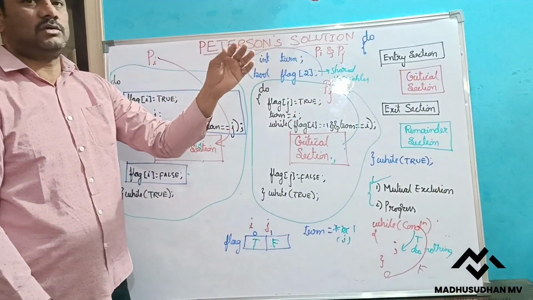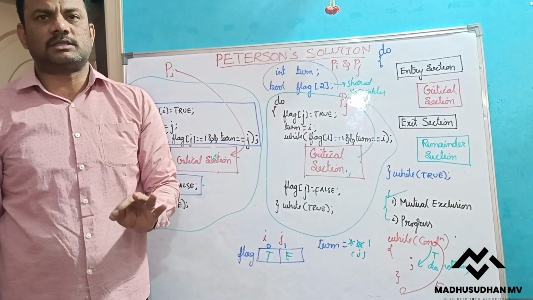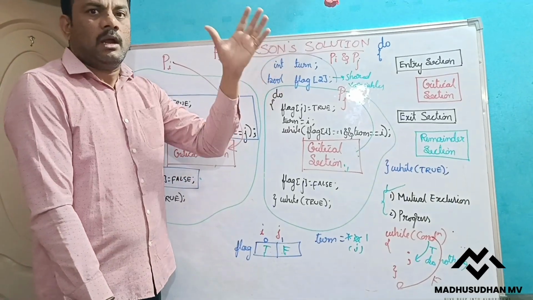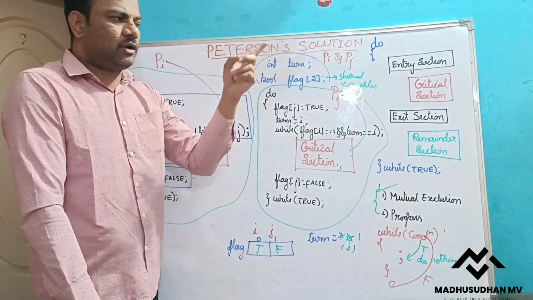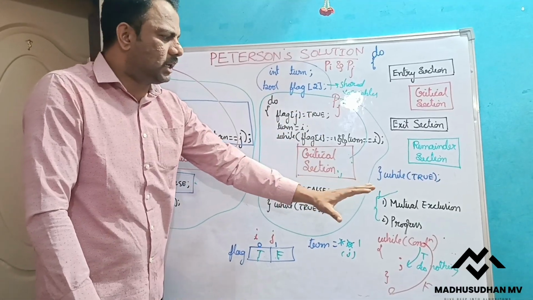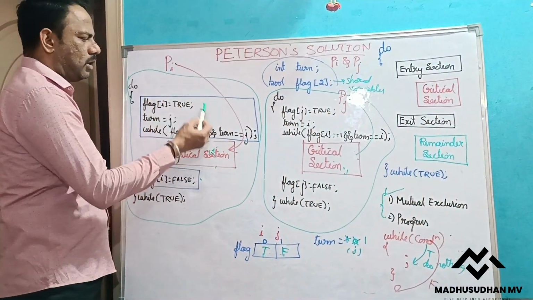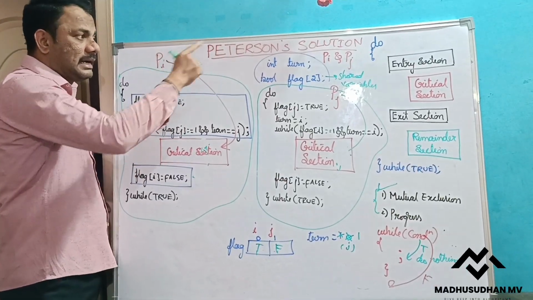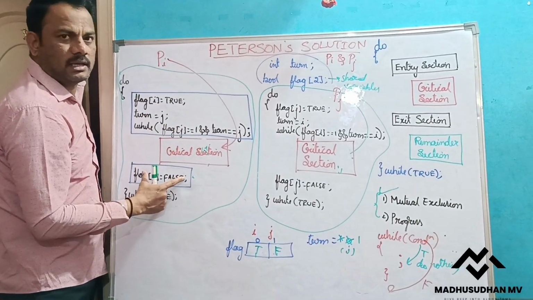Now, a summary. The Peterson solution is a simple software solution used to avoid race conditions by allowing only one process into the critical section, and it also achieves progress and bounded waiting. How? This is the simple code. This is how the entry section looks, and this is how the exit section looks.